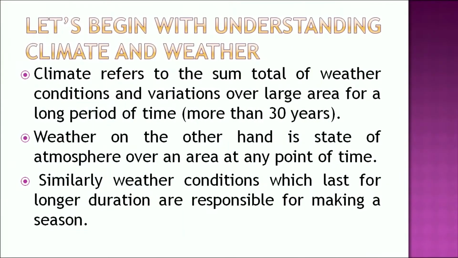Now let's begin with understanding two simple terms, climate and weather. Climate refers to the sum total of weather conditions and variations over a large area for a long period of time, that is, more than 30 years. Weather, on the other hand, is the state of the atmosphere over an area at any point of time. Similarly, weather conditions which last for a longer duration are responsible for making a season.